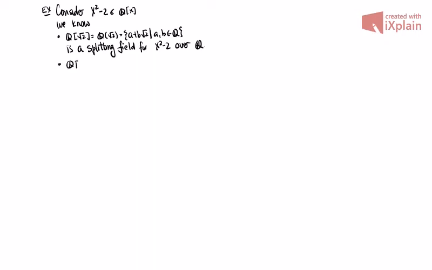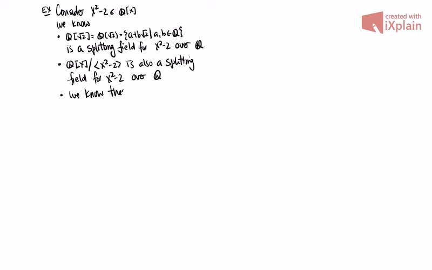And then in addition to that, we know that Q adjoined x mod the ideal generated by x squared minus 2 is also a splitting field for x squared minus 2 over Q. And thirdly, we knew this already, but by the theorem we know these are isomorphic. But we also know that if I wrote down another one, no matter where it came from, it would also be isomorphic to both of these, to these two. So in other words, up to isomorphism, there is just one.